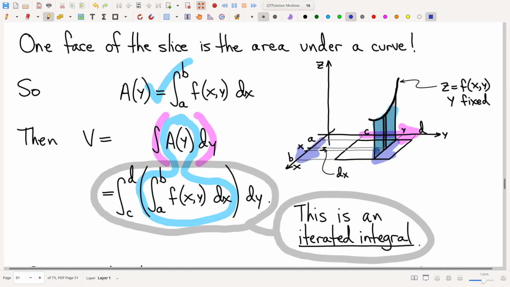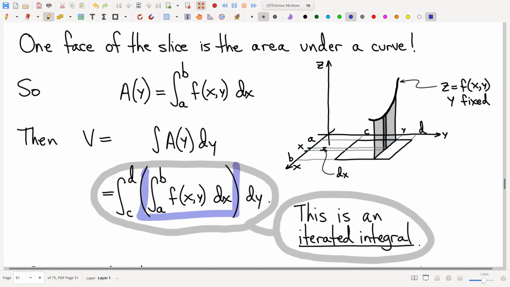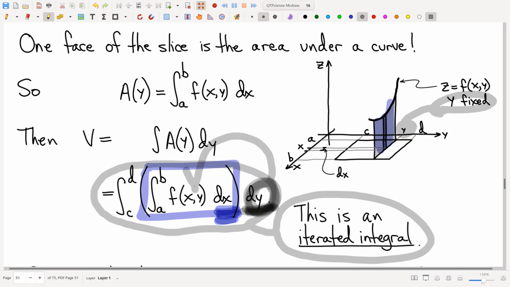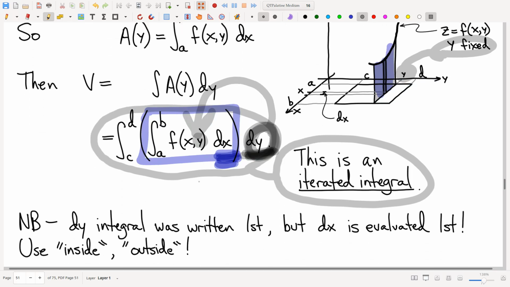Don't forget, while you're doing the inside integral, x is your variable for the inside integral. The purpose of that inside integral is to compute this area. This area isn't even well defined until you fix y, that is, until you recognize y as being a constant. And so, said differently, the outside variable should be treated as a constant in the inside integral.